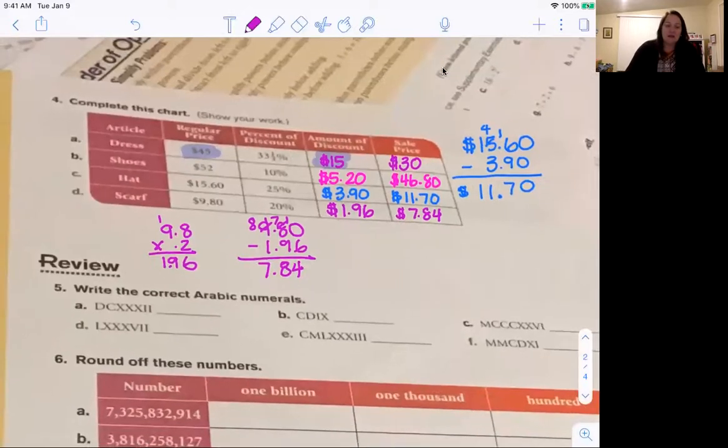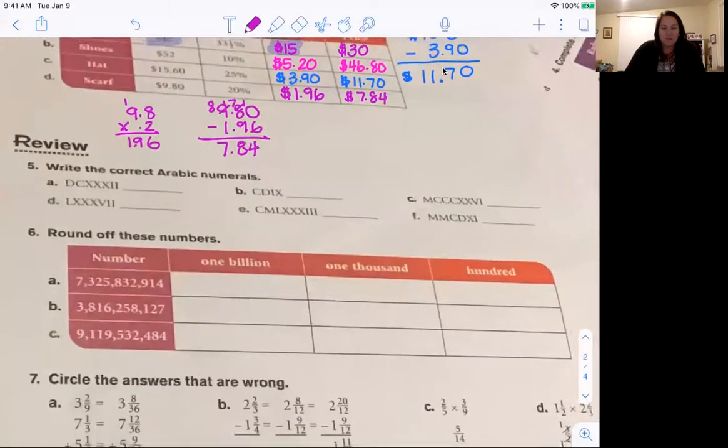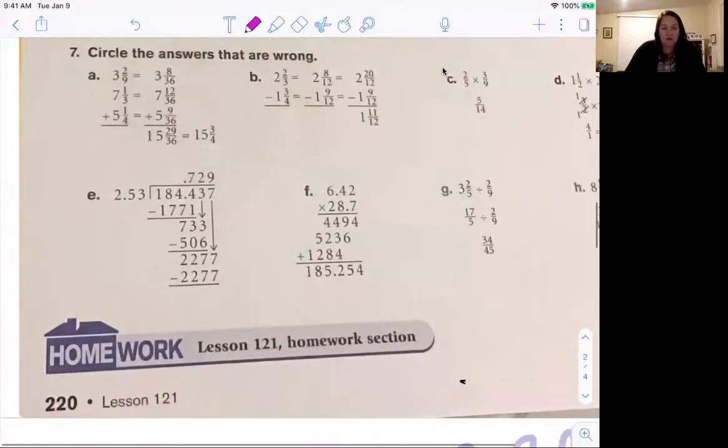Okay, before I assign your homework, I want to draw your attention to the bottom of the page. Now we have a homework section in the back of our book, and everybody has their book. So I want you to go to the back of your book. That's the purple stripe you'll see on your book. Okay, there's a purple stripe on my book. Go to page 380, and we're going to look at lesson 121 as your homework tonight.